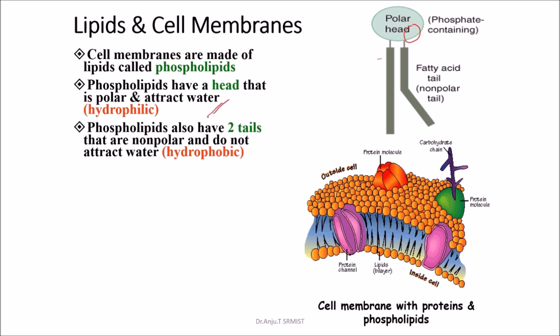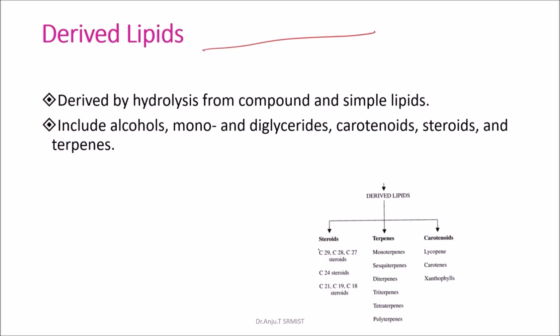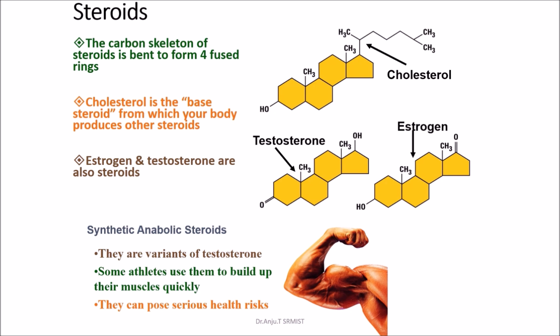The phospholipids have a polar head, which is hydrophilic in nature. These two fatty acid chains are hydrophobic in nature. This structure helps in the formation of all the cell membranes. Derived lipids are derived by hydrolysis from compound and simple lipids. They include alcohols, mono and diglycerides, carotenoids, steroids and terpenes.